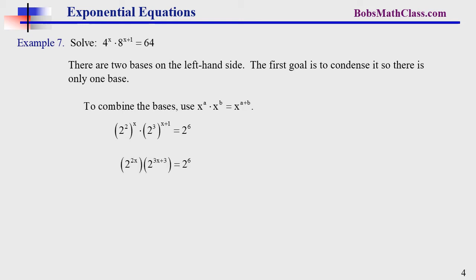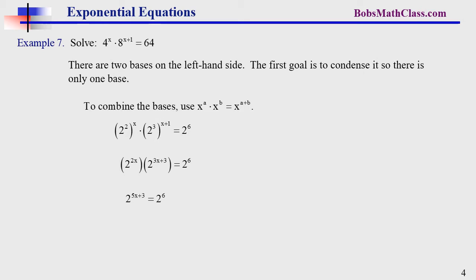Now we're going to use that rule. Whenever you're multiplying the same base with different exponents, you add the exponents. You don't multiply the two 2's, like 2 times 2 is 4. You don't get that. Notice above, x to the a times x to the b is x to the a plus b. So you simply write the 2 one time, and then you add the exponents. That'll give us 5x plus 3.